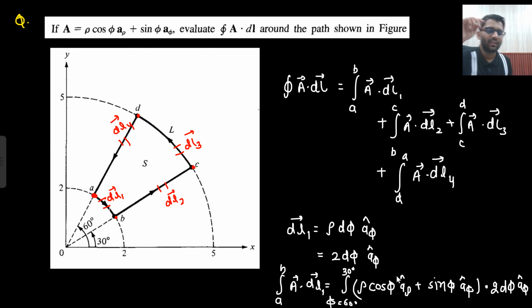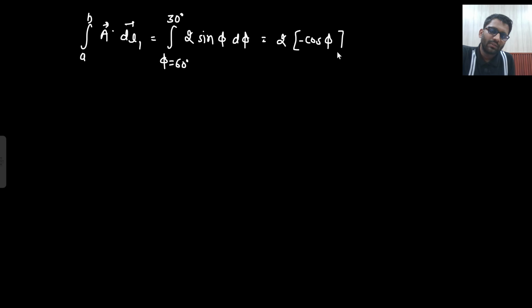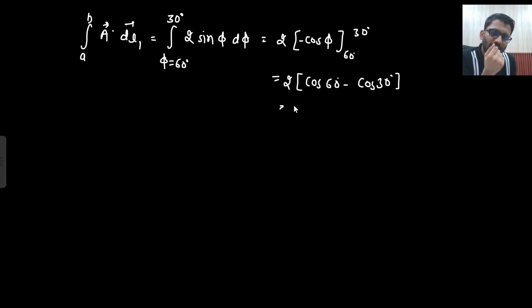A to B, I am going from 60 degree to 30 degree. Then 2 sin phi d phi. 2 will come outward. Integration of sine is minus cos, right? And then 60 degree to 30 degree. You can write 2 cos 60 degree minus cos 30 degree. So this answer will come positive only. Cos 60 would be 1 by 2, cos 30 root 3 by 2.